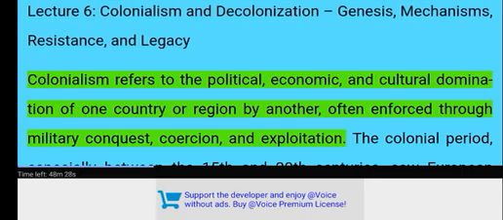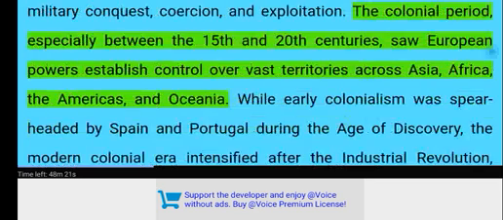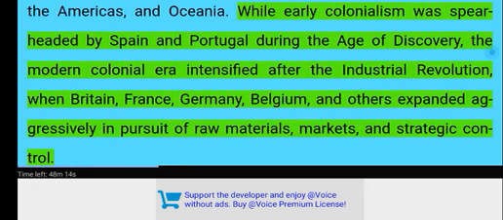Colonialism refers to the political, economic, and cultural domination of one country or region by another, often enforced through military conquest, coercion, and exploitation. The colonial period, especially between the 15th and 20th centuries, saw European powers establish control over vast territories across Asia, Africa, the Americas, and Oceania. While early colonialism was spearheaded by Spain and Portugal during the Age of Discovery, the modern colonial era intensified after the Industrial Revolution, when Britain, France, Germany, Belgium, and others expanded aggressively in pursuit of raw materials, markets, and strategic control.